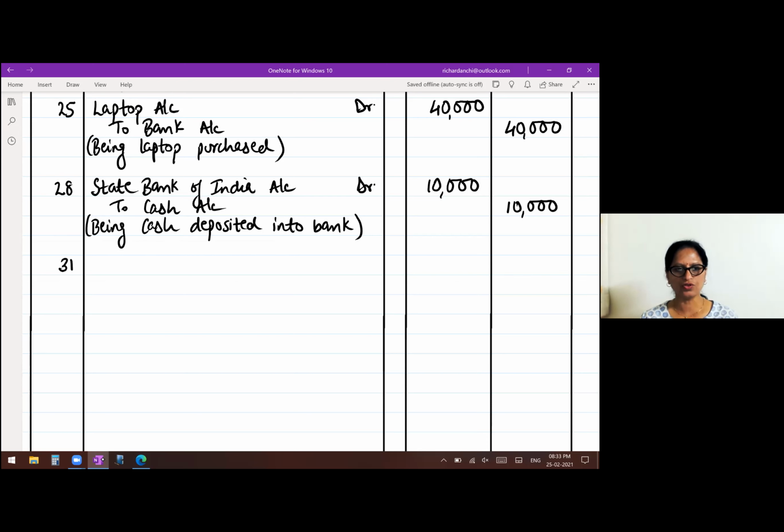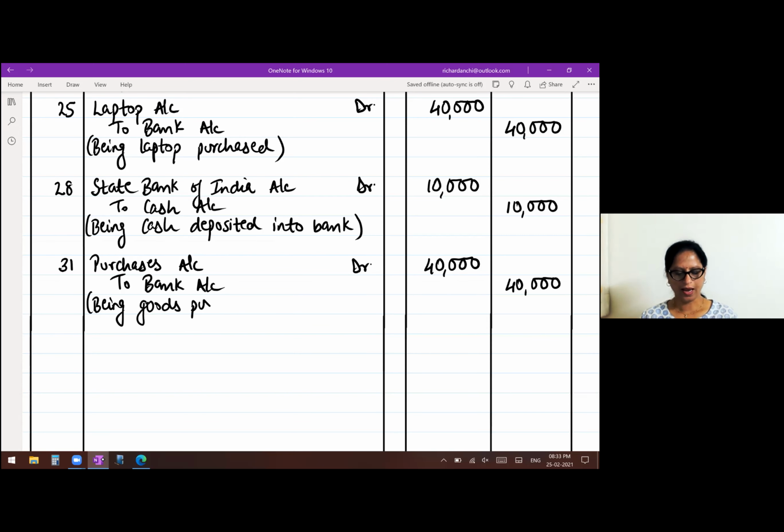So entry purchases account debit 40,000 to bank account 40,000, being goods purchased and paid by RTGS.